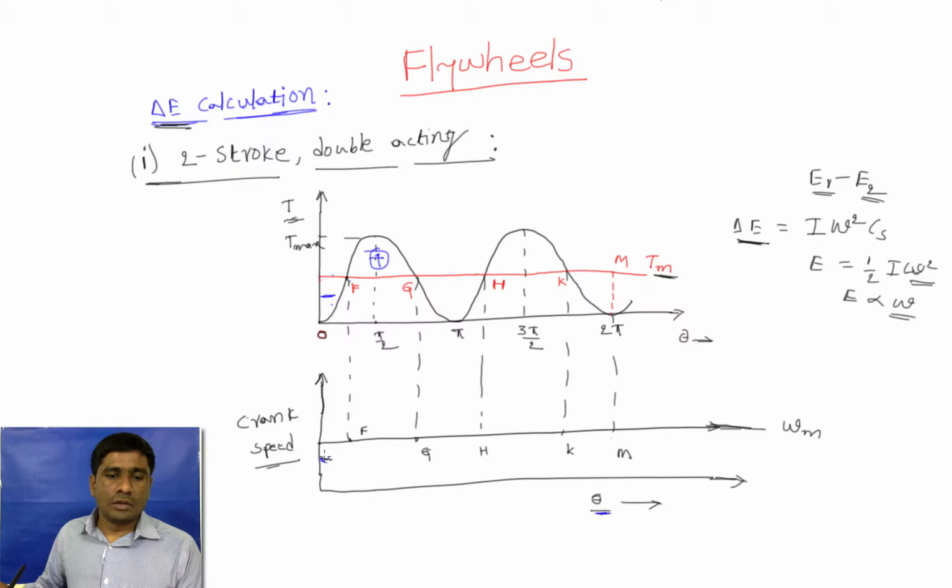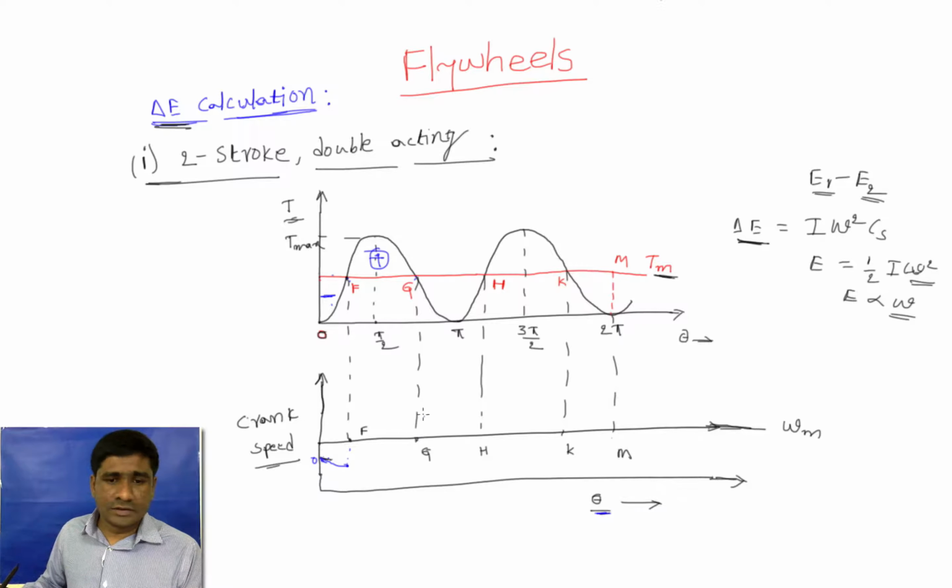So for example, at F, the speed is less than at the starting position O. If you consider it going like this, from F to G the speed increases. Why? Because here we have a surplus amount of energy that will be given to the flywheel. In turn, that flywheel gains angular velocity.